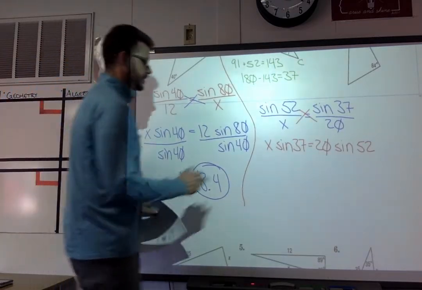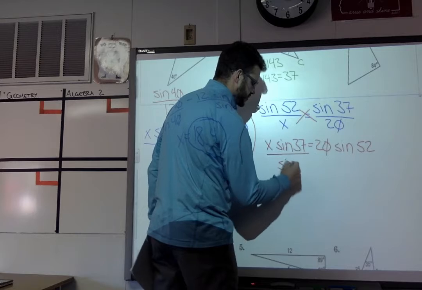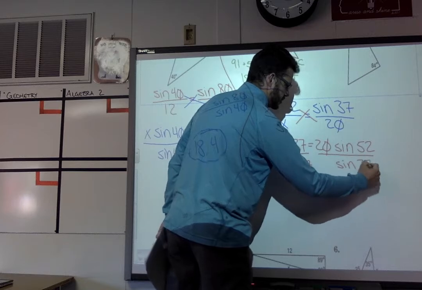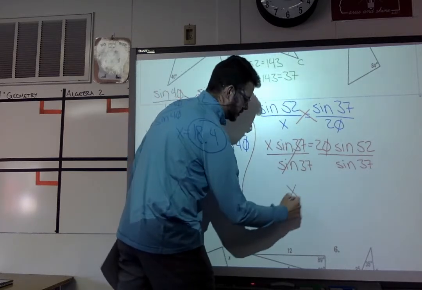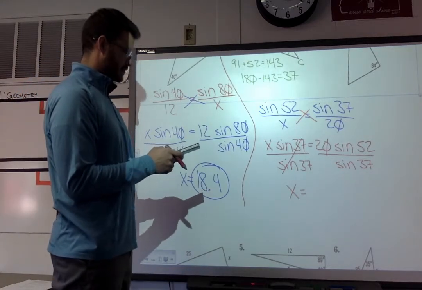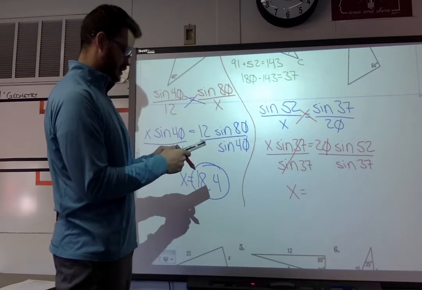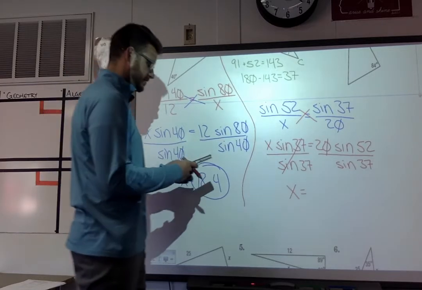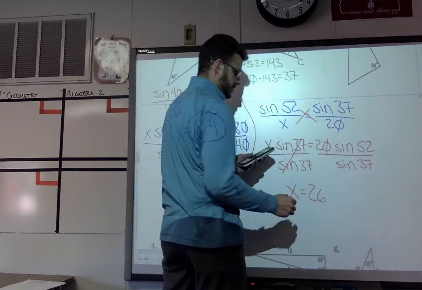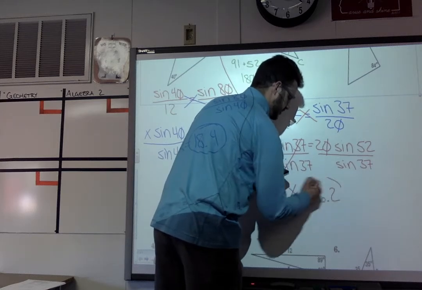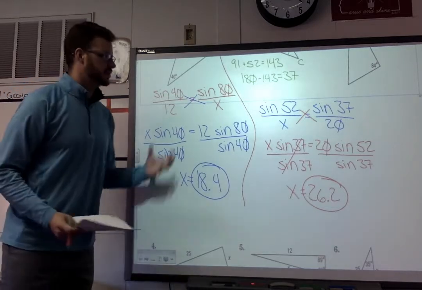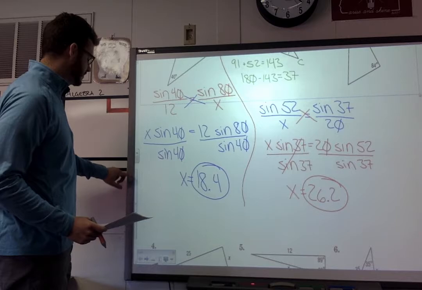And then just like we did over here, we would now need to divide both sides by the sine of 37. So that would cancel. And we would get an answer of 20 times the sine of 52 divided by the sine of 37, which is 26.187, which we need to round to the nearest tenth, would give us a length of 26.2. So again, that's using the law of sines to find a missing side length.